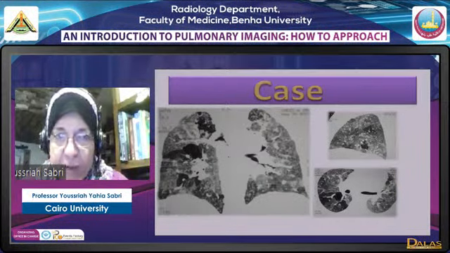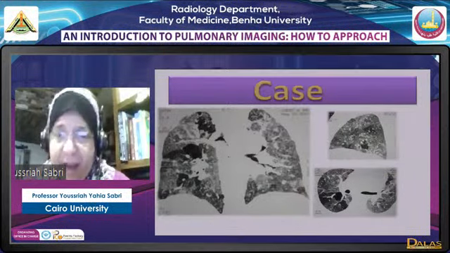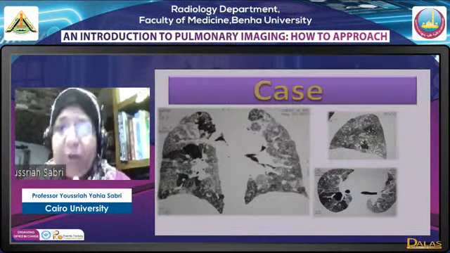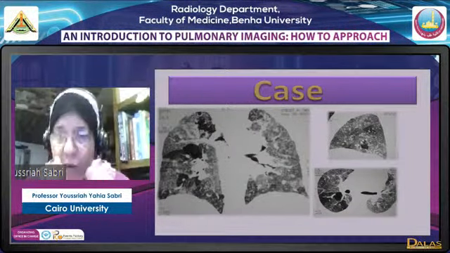But we have a dominating ground glass. So we have a bilateral diffuse mosaic pattern, dominating ground glass pattern with intervening areas of what? Lucencies.